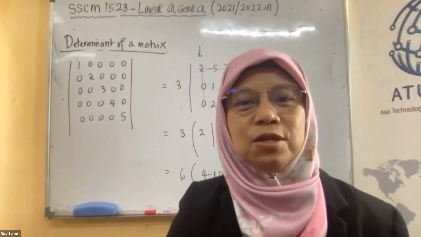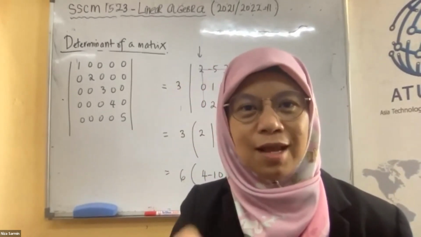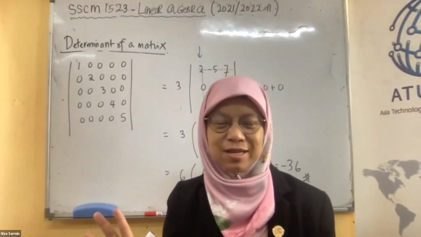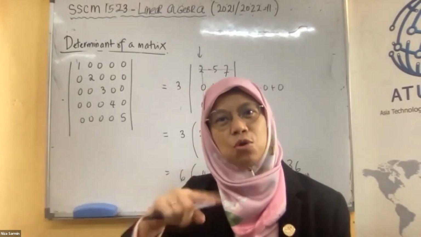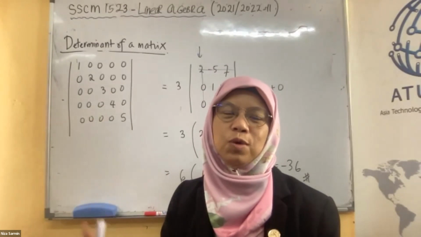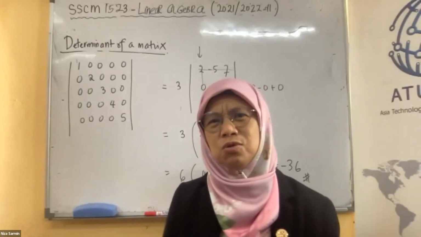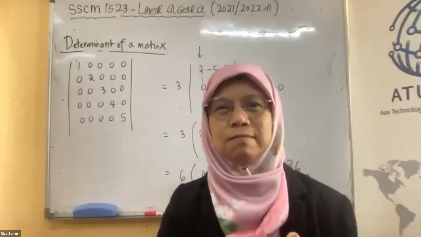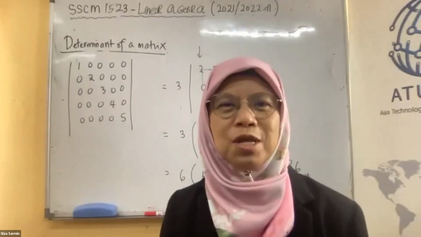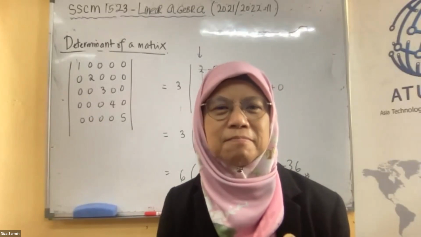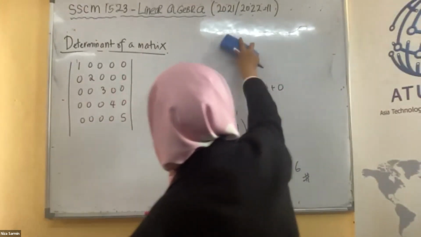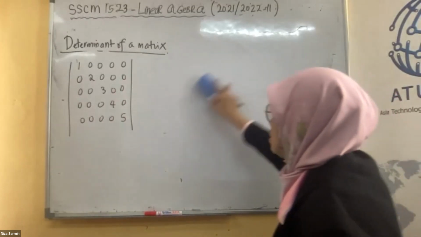Yes, if there is no zero, like at the very beginning, right? My very first example, no zero. So you have to choose any row or any column. Sometimes you don't have a choice, but try to choose carefully: if you have fractions, don't choose that row or that column. This one you can choose any, right?